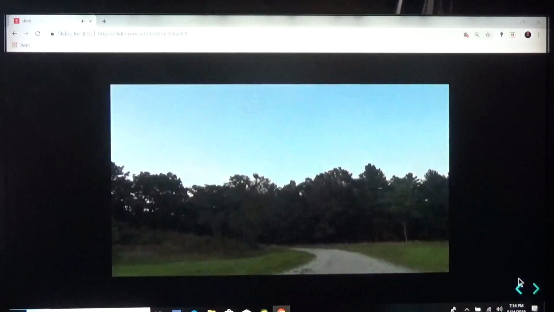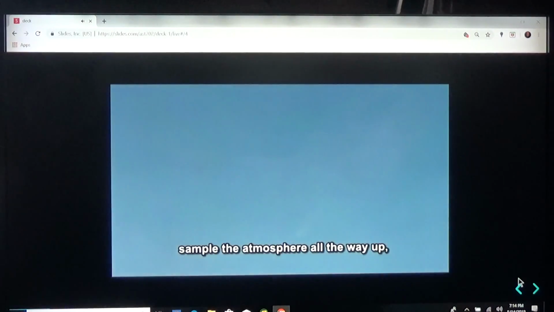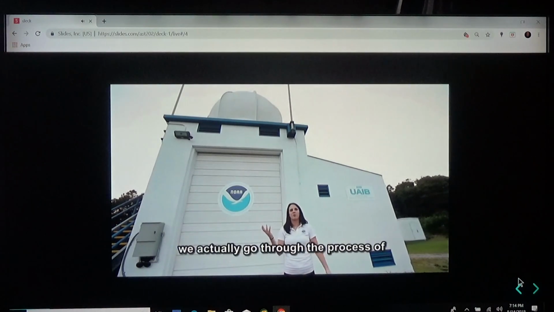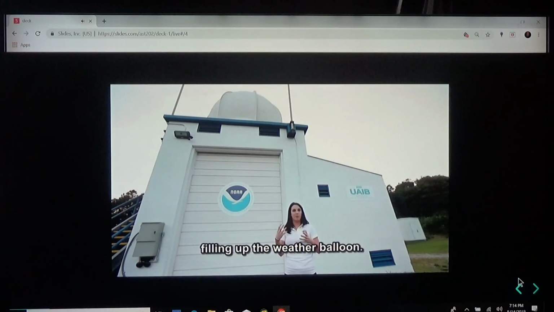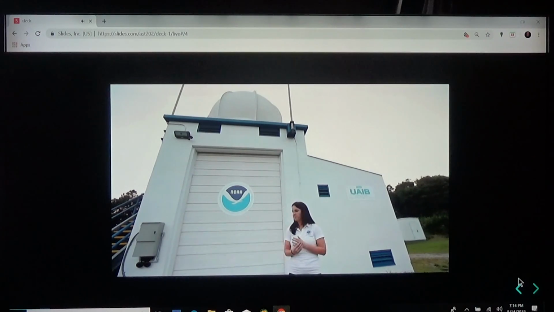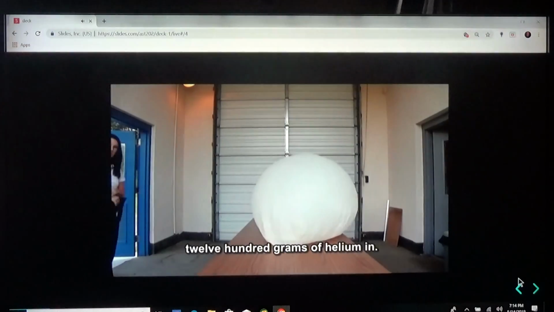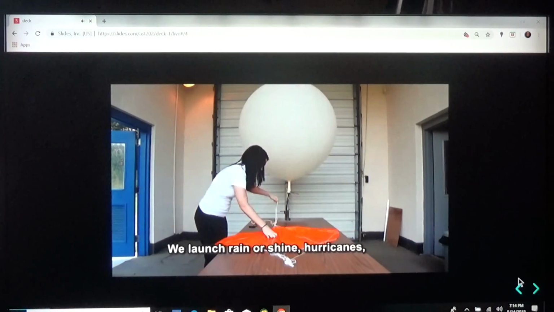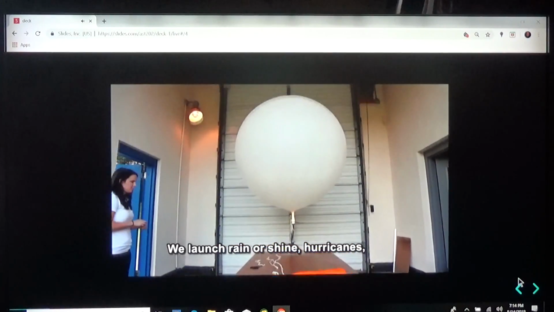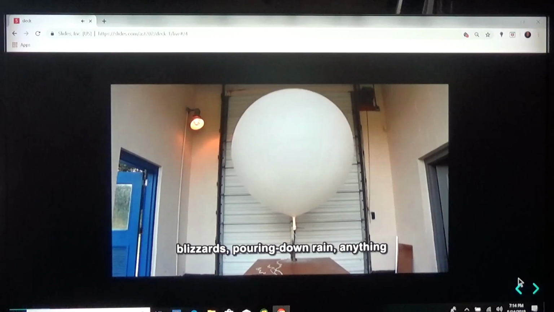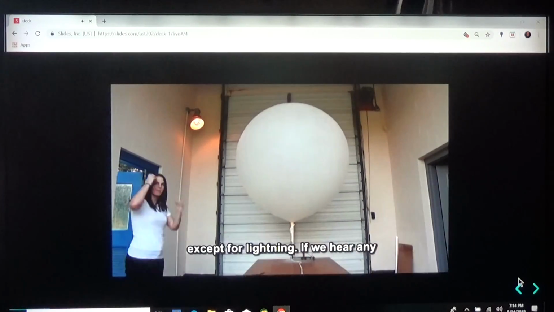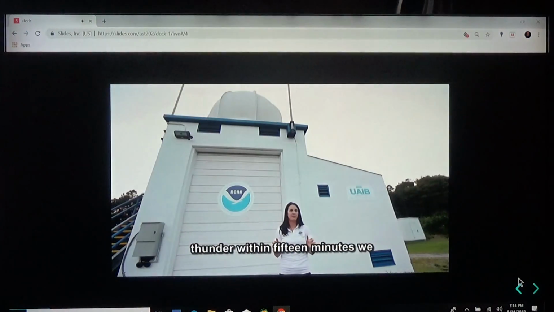day-to-day operations. It is the only way we have to actually sample the atmosphere all the way up to about 100,000 feet. Well, here at the upper air building is where we actually go through the process of filling up the weather balloon. We use helium here at this office. Other offices also use hydrogen. And here on a standard day, we'll put about 1,200 grams of helium in. We launch rain or shine, hurricanes, blizzards, pouring down rain, anything except for lightning. If we hear any thunder within 15 minutes, we cannot launch the balloon.